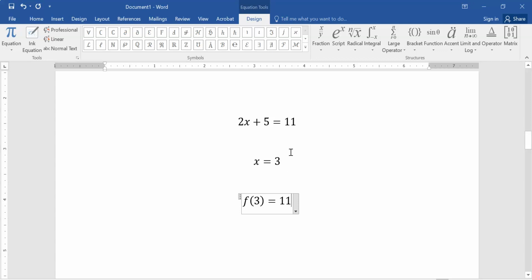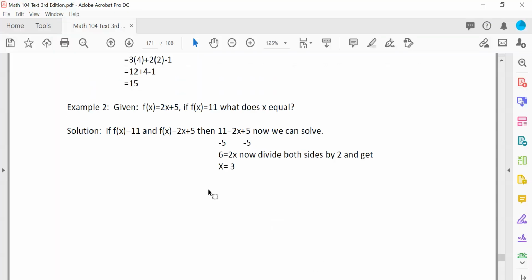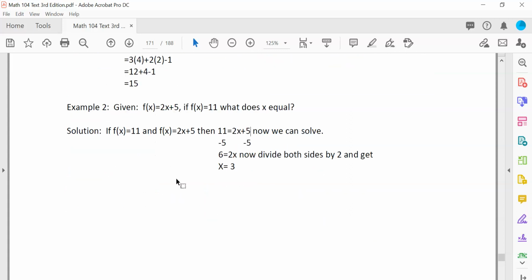All right. So basically what we did is we started with the output and we found what the input had to be. In our last problem, we started with the input and we found what the output had to be. So be really, really careful about reading these things. What is f of 2? That's giving us our input. What does x equal? That's asking us to find our input. So be really, really careful when you read these problems.